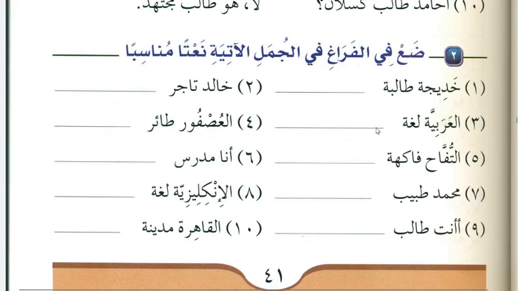So khatijatu talibatun, we can say mustahidatun, hard working. So gender must be same. Khalidun tajirun ghaniyun, gender must be same. Al arabiyatu lughatun sahlatun, gender, irab, tarif, tankir, all these things must be same. Al usfuru ta'irun sagirun, sparrow is a small bird. Al tufahu faqihatun laziza, apple is a delicious fruit.